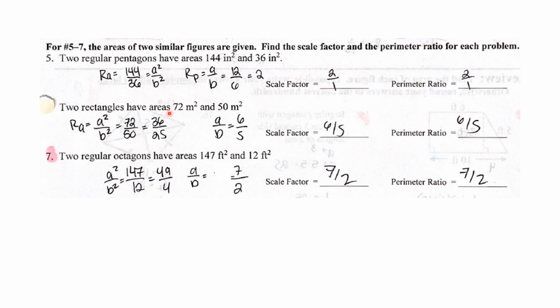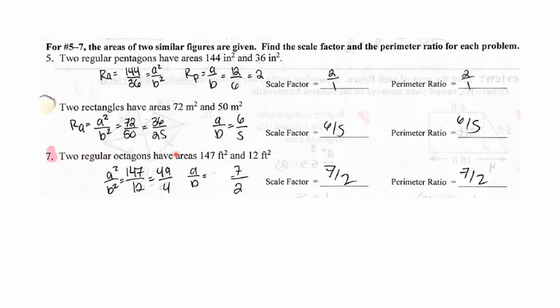On number 6, we have two rectangles with the areas of 72 and 50. I could take the square root right there, but those are not perfect squares, 72 and 50. So I'd have to do some simplifying the radical, which I'd like to avoid at all costs. So if I simplify those first, 36 and 25 are both perfect squares. So when I take the square root of those areas, I get 6/5 for my ratio of perimeters and my scale factor. So for both of those guys. And you notice, right, these are all the same. Scale factor and perimeter ratio are always equal to each other on all of these problems.